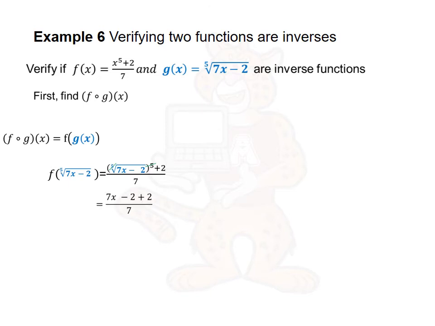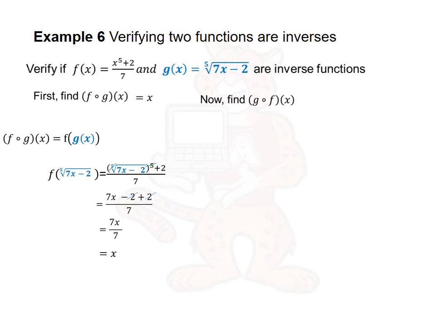And it will be 7x minus 2 plus 2 over 7. Now, to continue simplifying this, let me simplify the numerator. I notice that I have negative 2 plus 2 that are opposite. They cancel, and it's left 7x over 7. And in 7x over 7, the 7's cancel, and the answer is x. Therefore, f composed with g of x equals x. So it worked. The first part works.